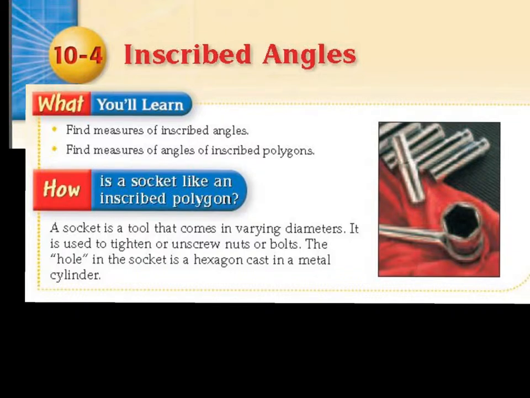How is a socket like an inscribed polygon? A socket is a tool that comes in varying diameters. It is used to tighten or unscrew nuts or bolts. The hole in the socket is a hexagon cast in a metal cylinder.